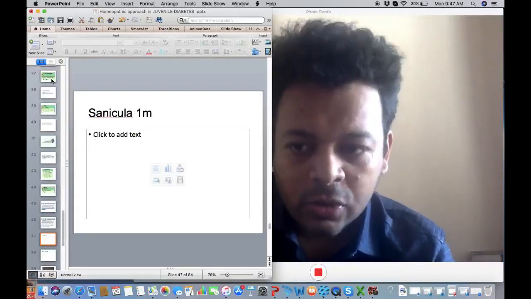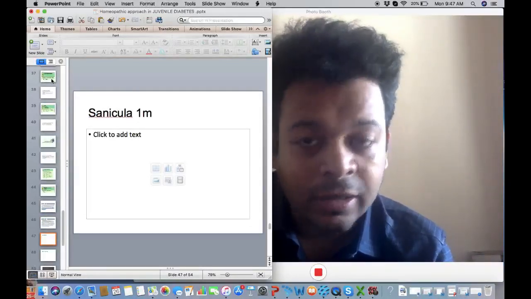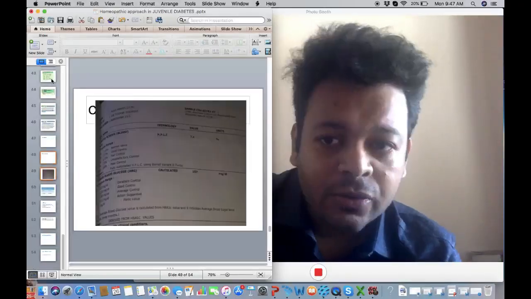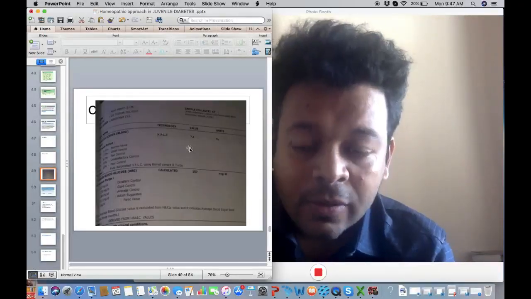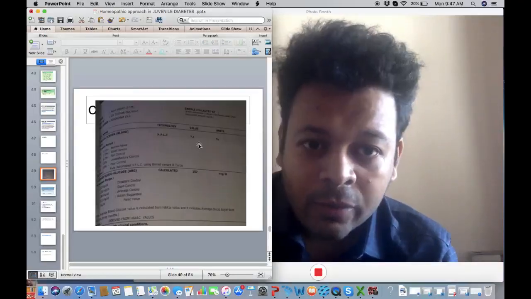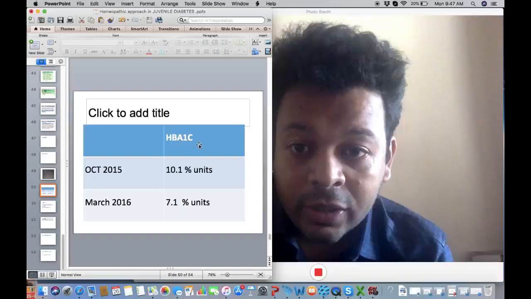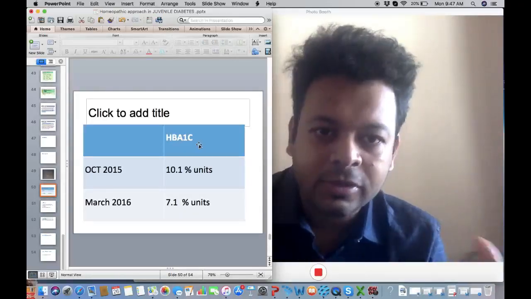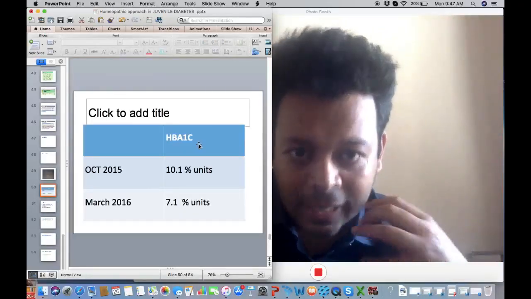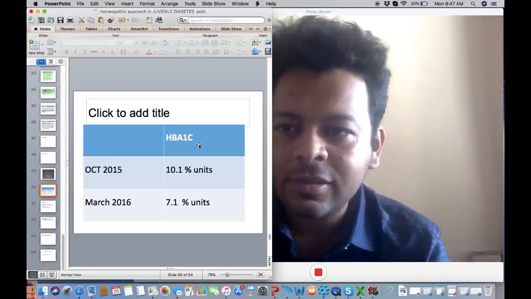Sanicula 1M, I also later on gave in LM potency, and I prescribed every month. At the end of 6 months, you can see the blood sugar HbA1c came to 7.1 from 10.1, and even the insulin units from 40 were reduced to 10 only with homeopathy. This is a remarkable change that homeopathy has a role along with modern medicine in this type of disease.